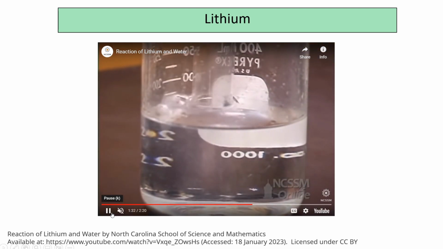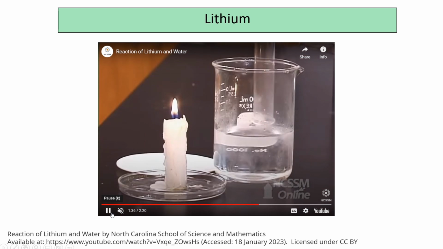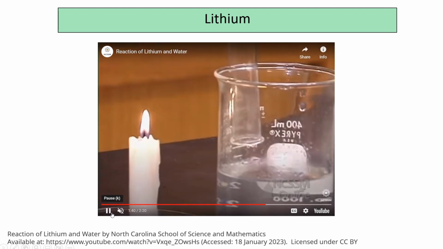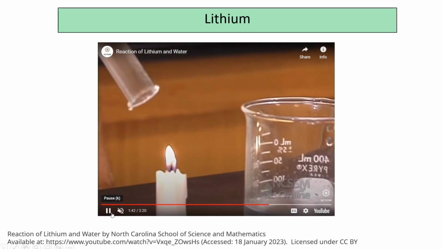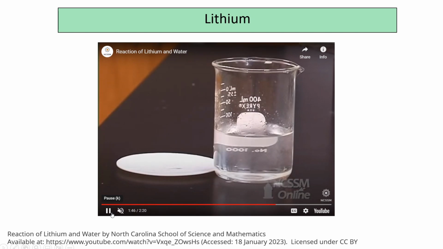Here we are collecting hydrogen gas in the test tube. Hydrogen gas can be detected through the squeaky pop test, which is where we take a lit splint or candle and it produces a squeaky pop and extinguishes the flame.